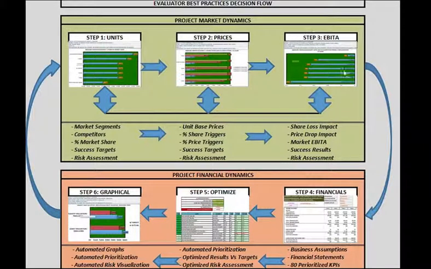Step 3 here demonstrates how the evaluator translates the percent decrease in market unit selling prices, as the result of competitors' reaction to projected losses in percent share of total physical units, into projected losses in earnings before interest and taxes.